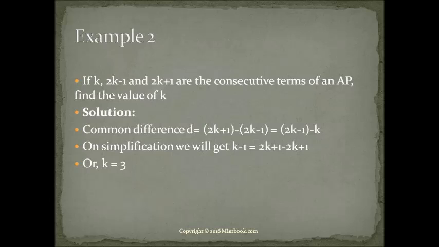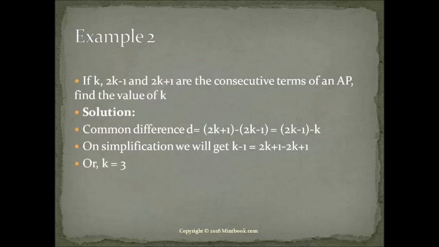for any arithmetic progression. So we can write down 2k plus 1 minus (2k minus 1) is equal to (2k minus 1) minus k. Now on simplification, this will give us the equation k minus 1, which is equal to 2k plus 1 minus 2k plus 1, which gives us k minus 1 is equal to 2, or k is equal to 3. So by using a simple property of arithmetic progression, that the difference between any two consecutive terms remains the same, we were able to find out the value of k for this particular question.